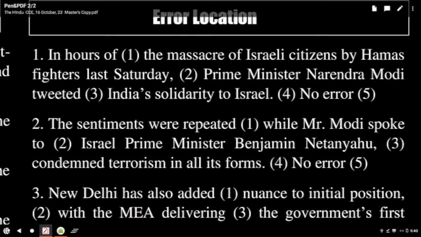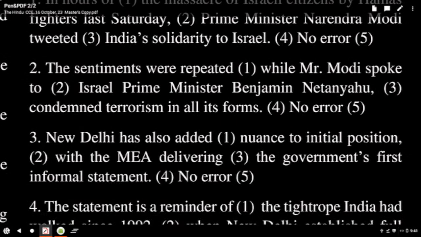How many of you say fourth part? Raise your hands. Oh, only a few students. There is an error in the fourth part. What is wrong with the fourth part? India's solidarity with Israel, not to Israel. Tweeted India's solidarity with Israel. The preposition should be with, not to. Question number 2. Read the sentence.